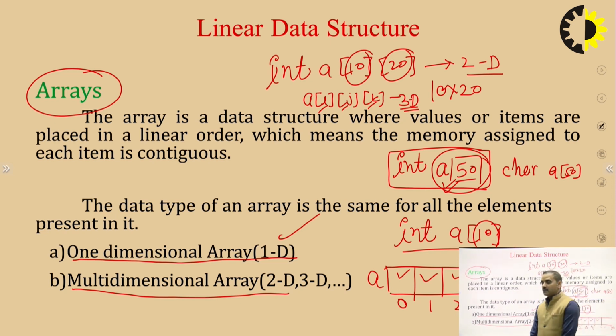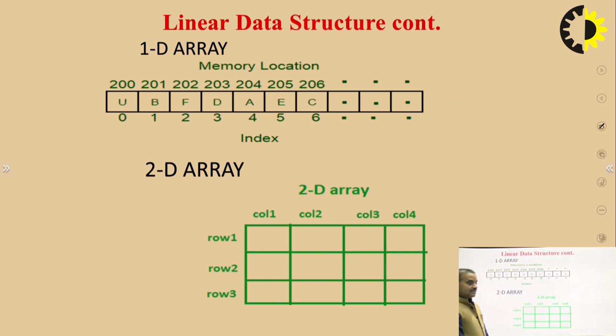If the data structure is 2D, then two subscripts are used to represent the data. If the data structure is 3D, then we have to use three subscripts to declare the given data. This is a diagrammatical representation of data structure.